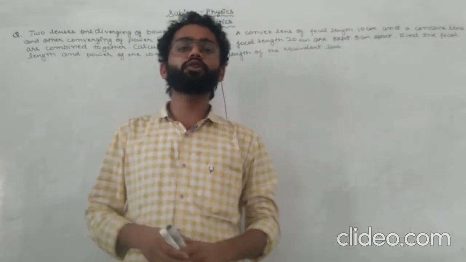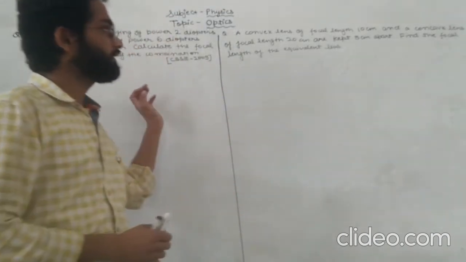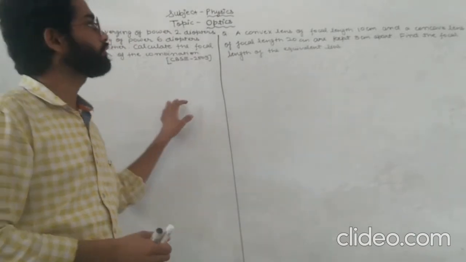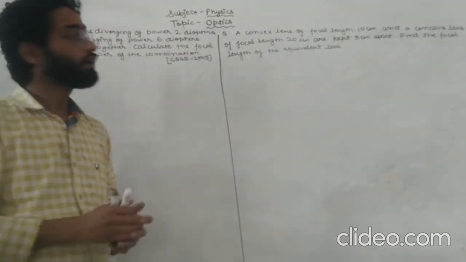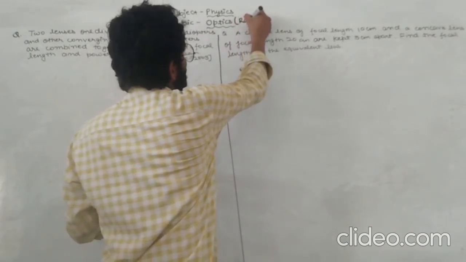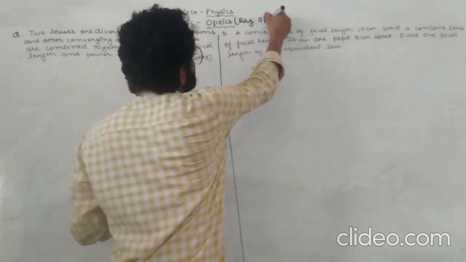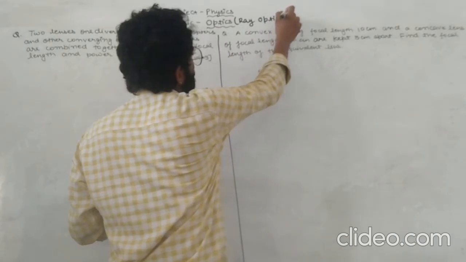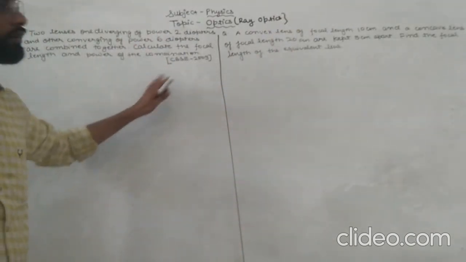Now we are ready with our new numericals. The numericals are written on the board. We are just going to solve these two numericals of the chapter on optics. This one is chapter number 9, ray optics. We are going to solve the numericals of this chapter.